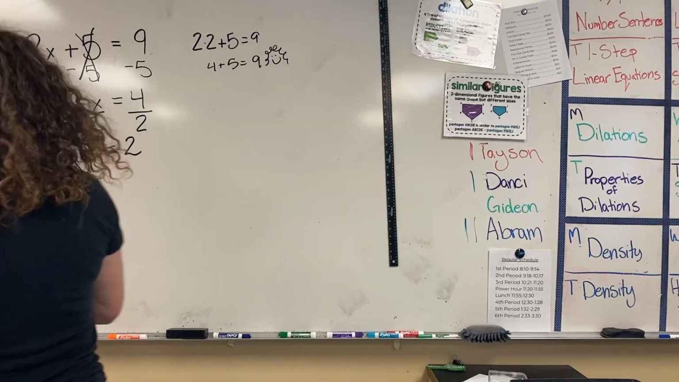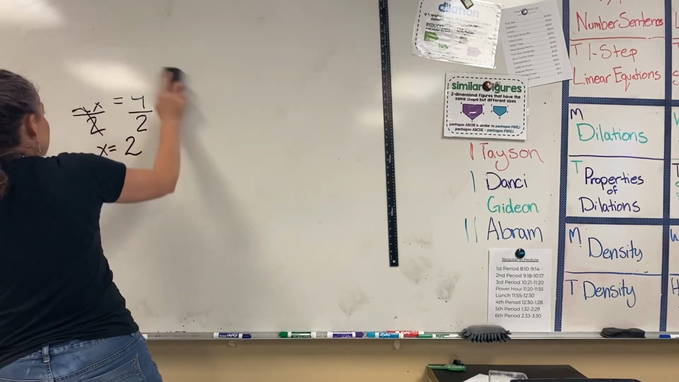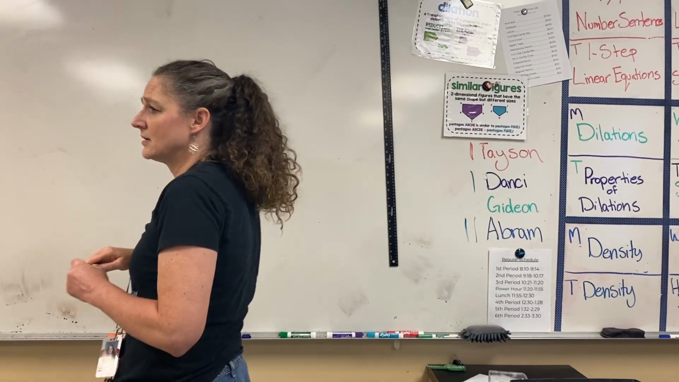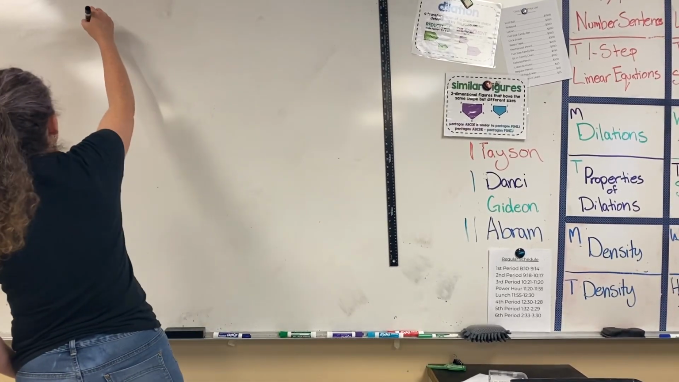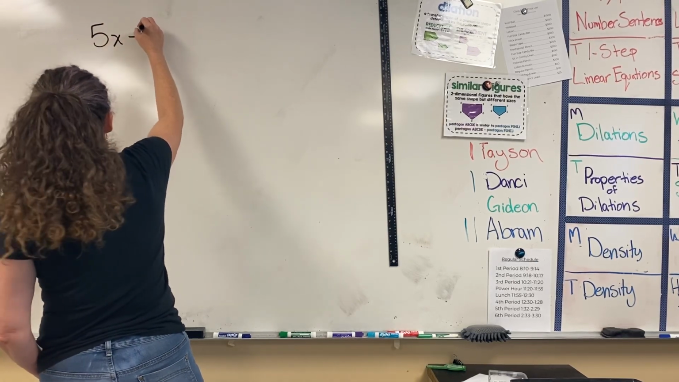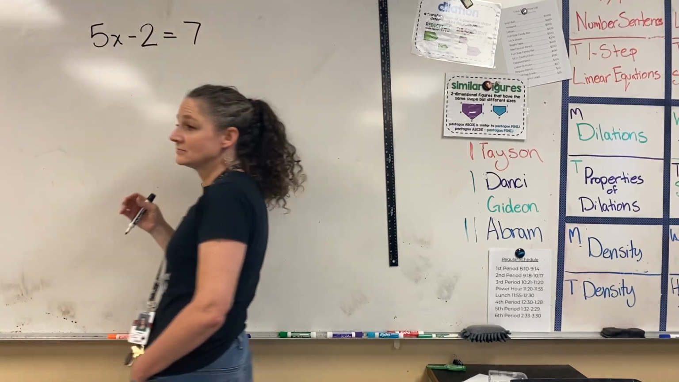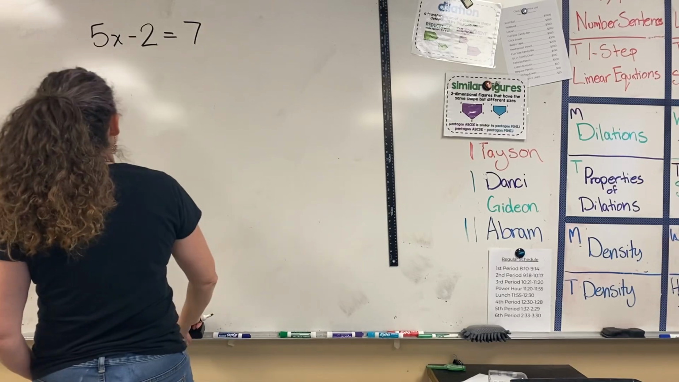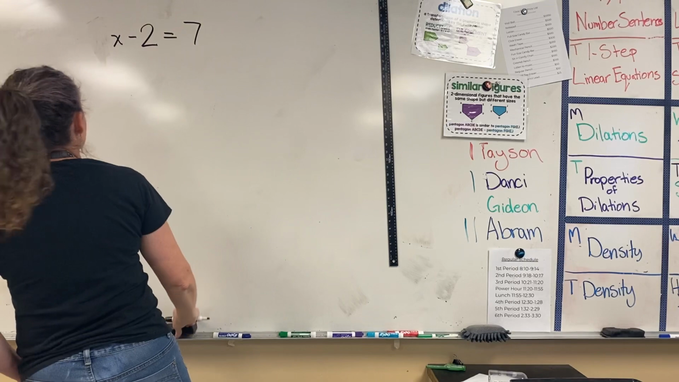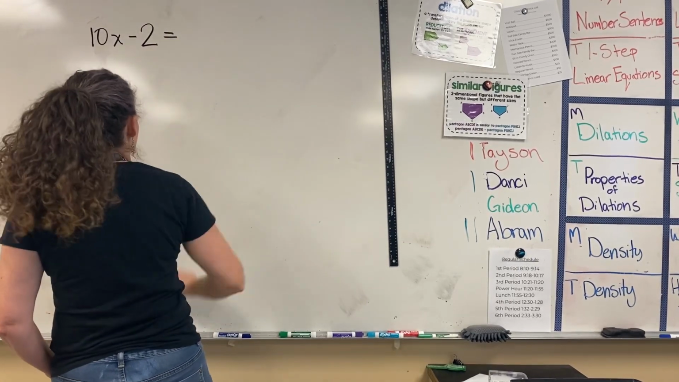Okay, let's do one that maybe isn't pretty, because I have a feeling you guys are stuck being attached to this prettiness. I like pretty. Give me a number. 5. Let's do 5. 5x minus 2 equals 7. Okay. Actually, let's do this. Negative 2. I want to do this. 10x minus 2 equals 3.